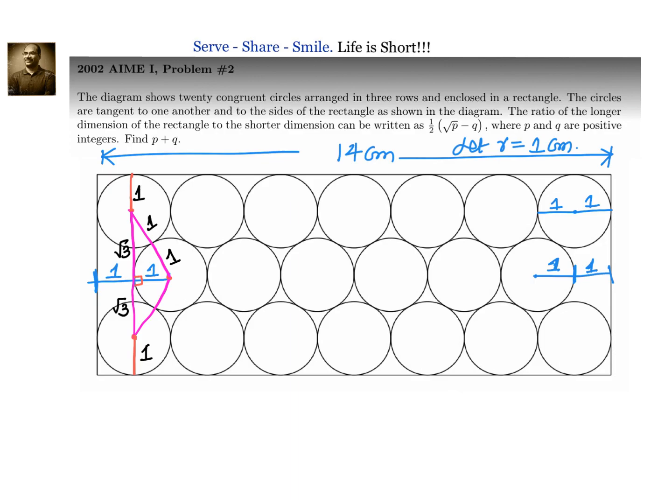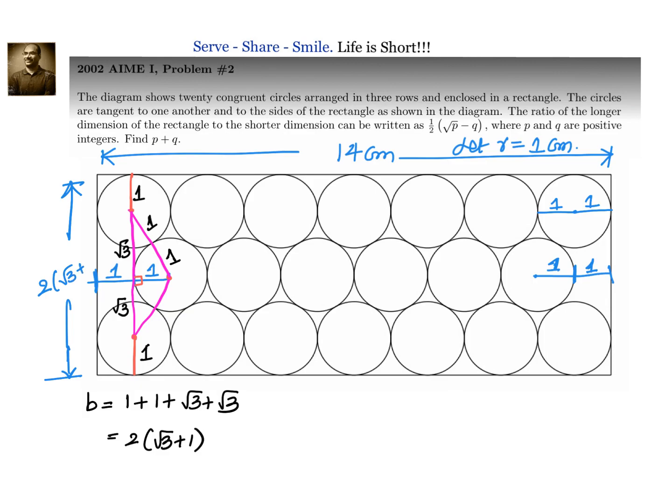Let me go back and write down what b is. b is equal to 1 plus 1 plus root 3 plus root 3. So what I am talking about is 1 here, and root 3 here, root 3 here. So that is equal to 2 into root 3 plus 1. So the breadth is equal to 2 into root 3 plus 1.